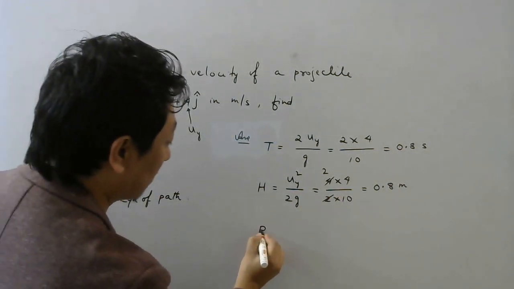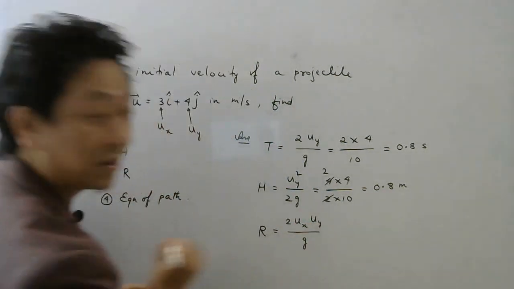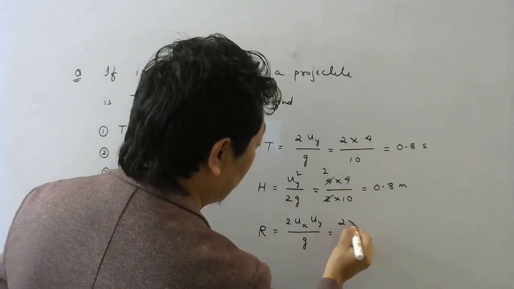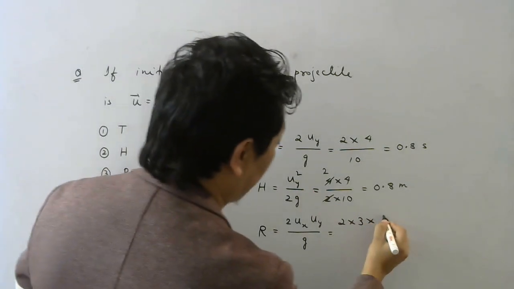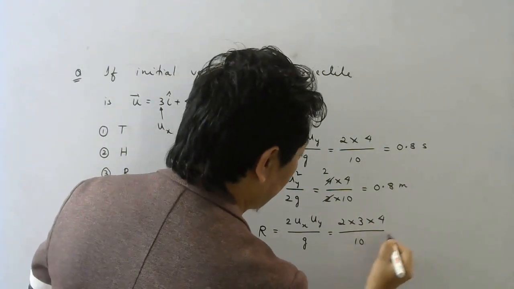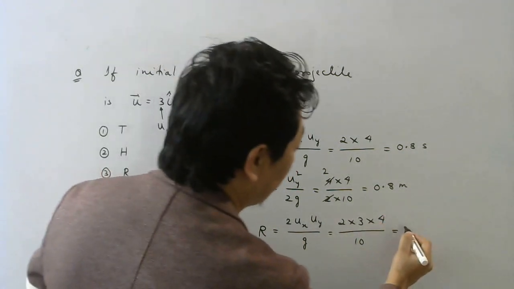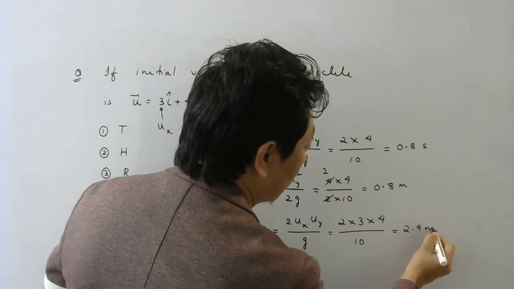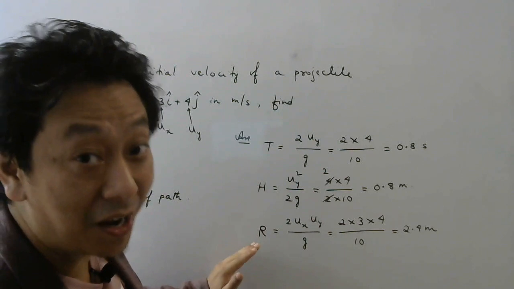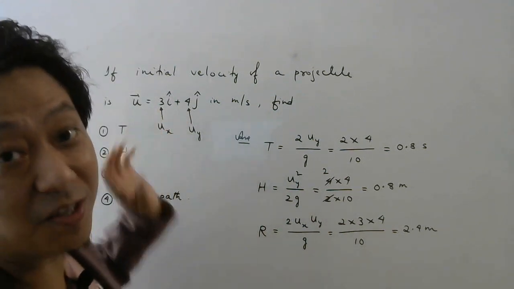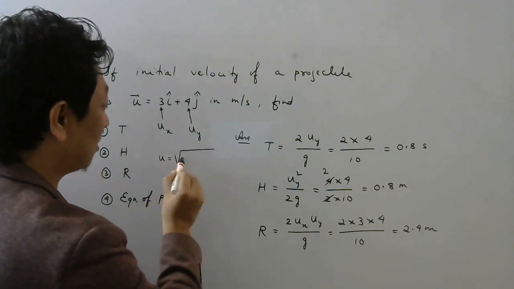And the range formula was 2ux uy divided by g, right? So that will be equal to 2 into ux, which is 3, uy is 4, and g is 10. So 2 3s are 6, 6 4s are 24, 24 by 10 will be 2.4 meters, right? So this is how you can find the time of flight, maximum height and range if they give you components of initial velocity. Otherwise, what you have to do? Otherwise, you have to find u first using this formula.